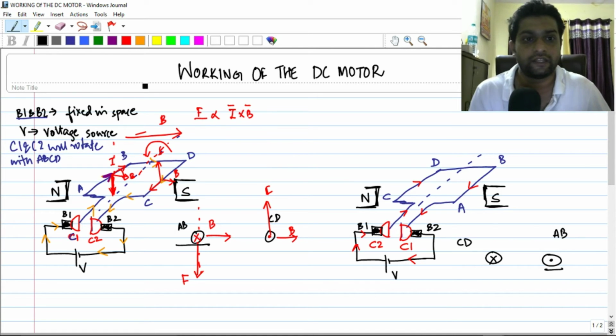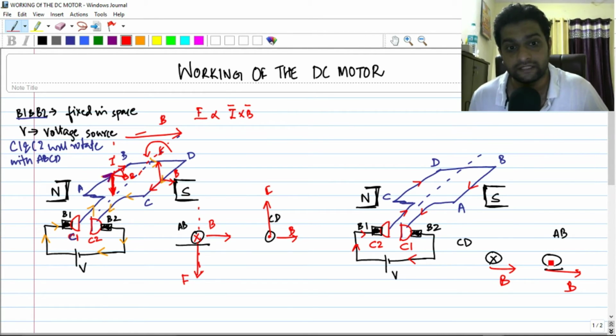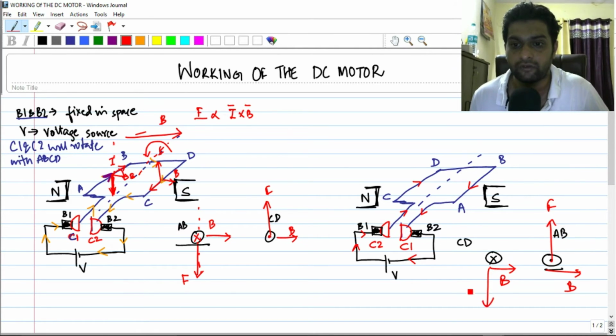So clearly the force acting on AB, the field is in this direction, here also the field is in this direction. The force experienced on AB will change now. Initially it was in the downward direction. When it comes under the south pole, now the force is in the upward direction. Similarly, initially CD was having the outward current and the force was in the upward direction. Now CD is having the inward current and the force will be in the downward direction.